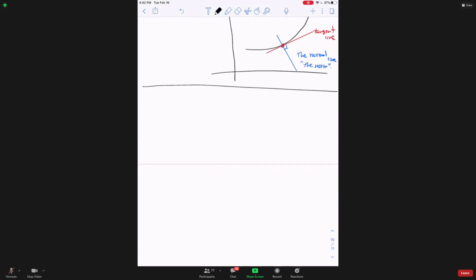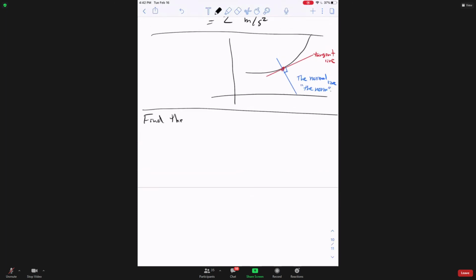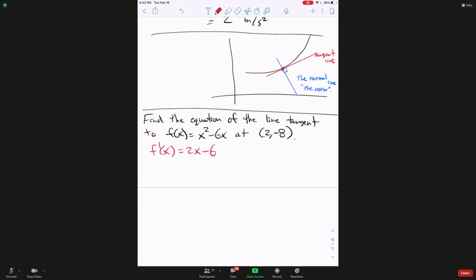So here's the first question. Find the equation of the line tangent to f of x equals x squared minus 6x at the point 2, -8. Now, that graph that I drew up there is not the graph for this problem. That's just the general graph, just trying to show you what a tangent line and the normal line are. You've done the equation of a tangent line last time. So first, you got to take the derivative. Just take the derivative quickly, 2x minus 6, boom. I never said use the limit definition of the derivative, so you don't need to do it.